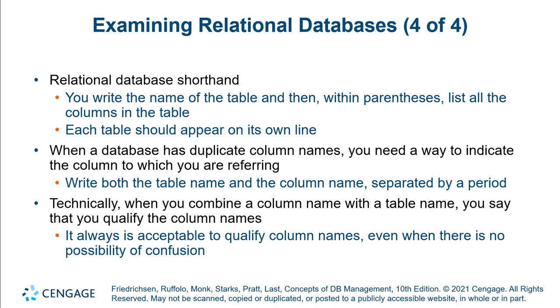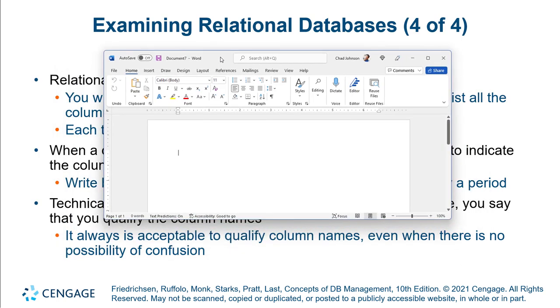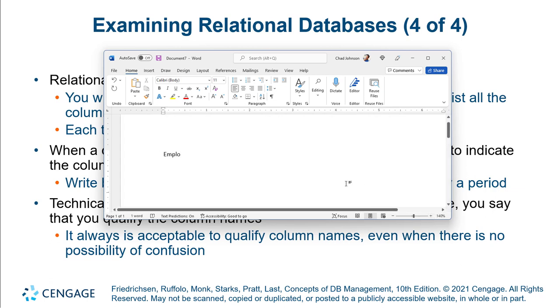So let me show you what that looks like. Using this same example of our JC Consulting, I'll enlarge this a little bit for you guys. There we go. We're going to have our employees table, so there's our table name. Then inside our parentheses we're going to have our attributes, our column names. So we have our employee ID. There's one, and then we separate it by a comma.